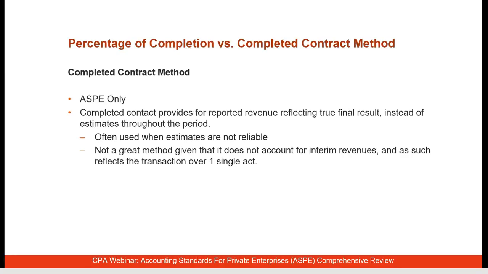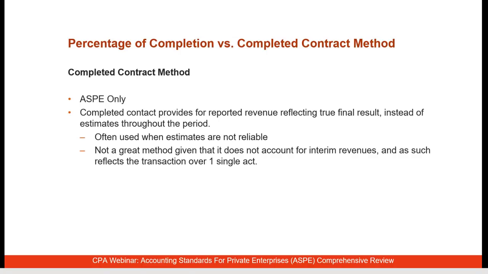Now, ASPE specific only, completed contract method. Completed contract method provides for reporting revenue reflecting true final results instead of estimates throughout the period. Often used when estimates are not reliable, and that's the very big part. If you can't have any way of measuring that progress is being made, and you can't estimate how the work is going to happen, then you've got to use the completed contract method. It means you're just going to hold out recognizing revenue all the way until it actually can be recognized, until you've actually been able to perform the service, or that project has been completed.